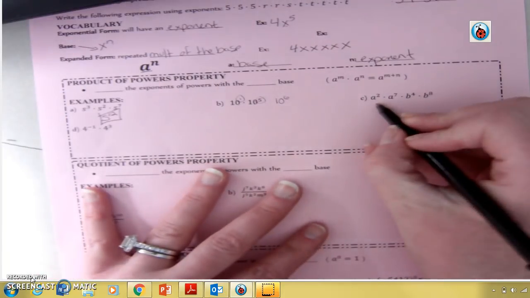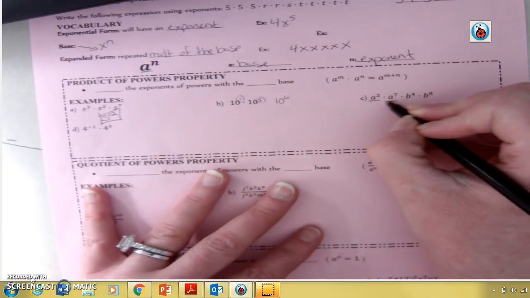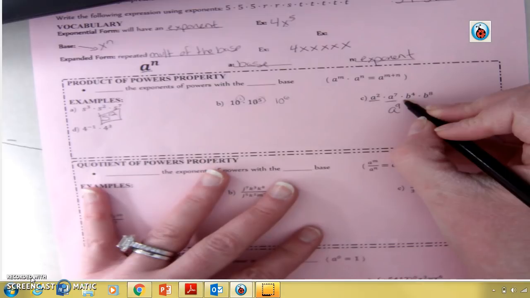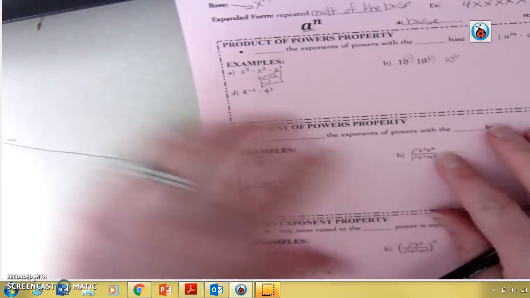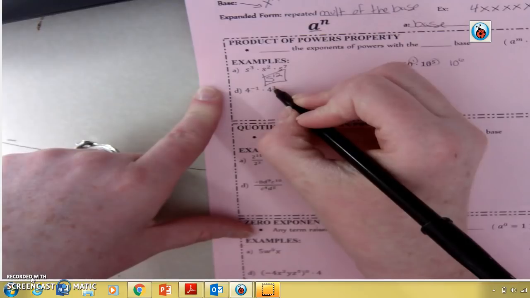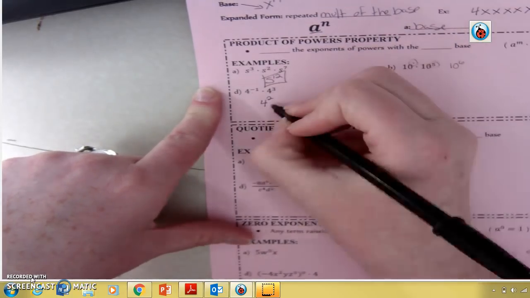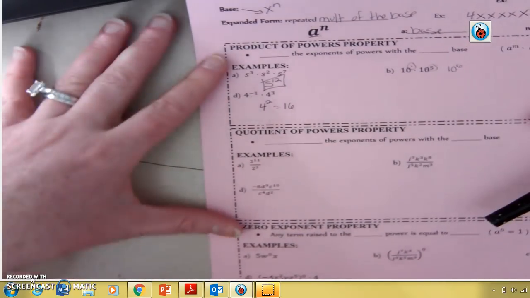Here, A's get to go with A's, B's get to go with B's. So I have 2 A's and then 7 more, so I have 9 A's, so A to the 9th. And I have 4 B's and 8 more, so B to the 12th. Last one, don't let a negative throw you off because it's still the same idea. We just add them. So -1 and 3 makes 4 to the 2nd. If you wanted to be really good and write it as 16, that'd be fine too.